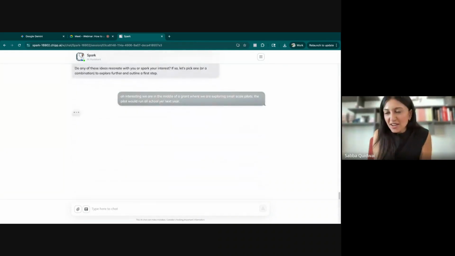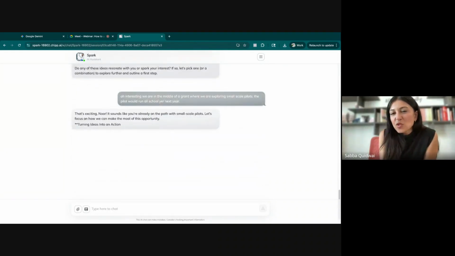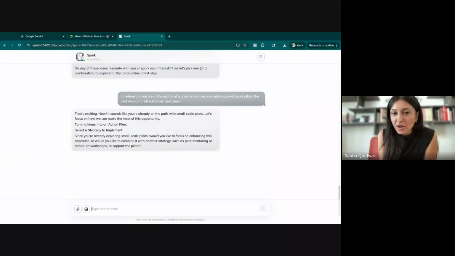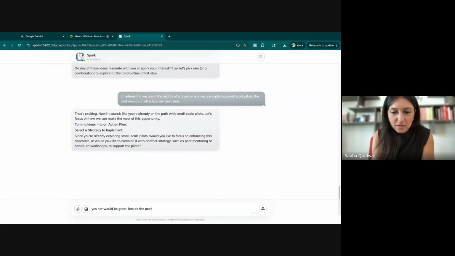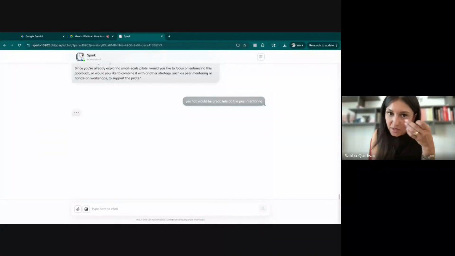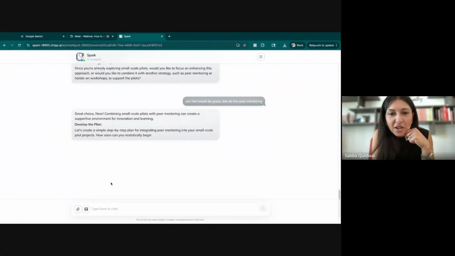Okay, perfect. So at this point, you want to stay as broad as possible. So it's like, oh, since you're already looking at small scale pilots, would you like to also implement peer mentoring? Yes or no? Yes. Okay, perfect. So then we can come in here and now it's going to do this.